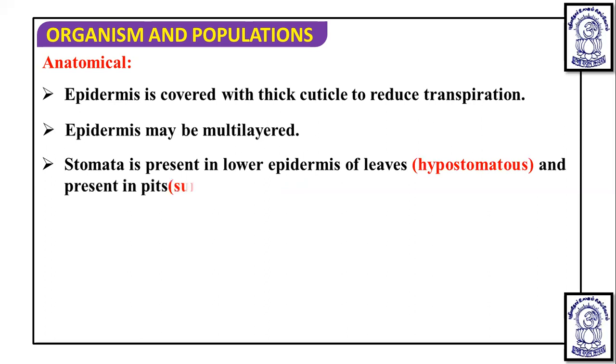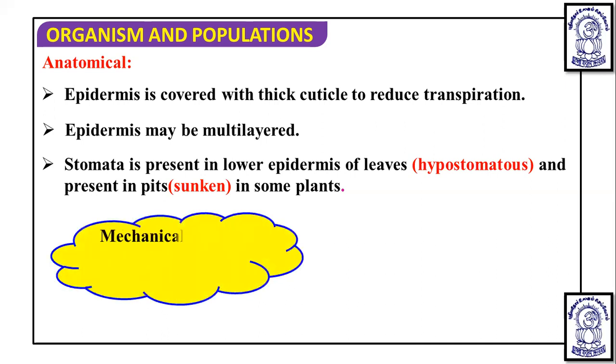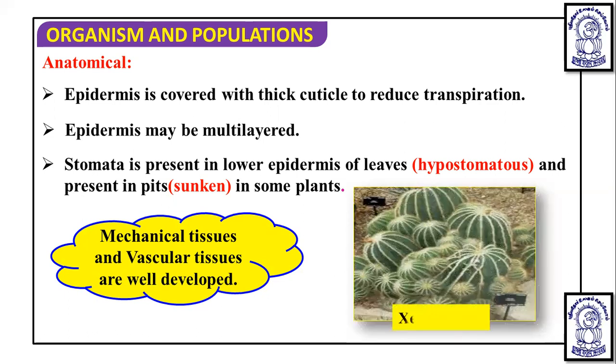Stomata are present in the lower epidermis of the leaves. That is hypostomatous. And present in pits or sunken in some plants, means deep stomata are there, not on the upper surface side. Now, why are they present more on the lower epidermis? Because if they are more present on the upper epidermis, the water loss can occur up to the maximum level. Mechanical tissue and vascular tissue are well developed because mechanical tissue is found due to the water scarcity, and the vascular tissue is required because the transport is properly required for the water and other components.